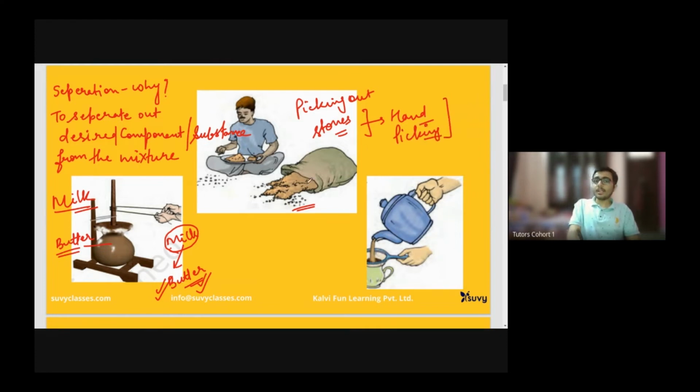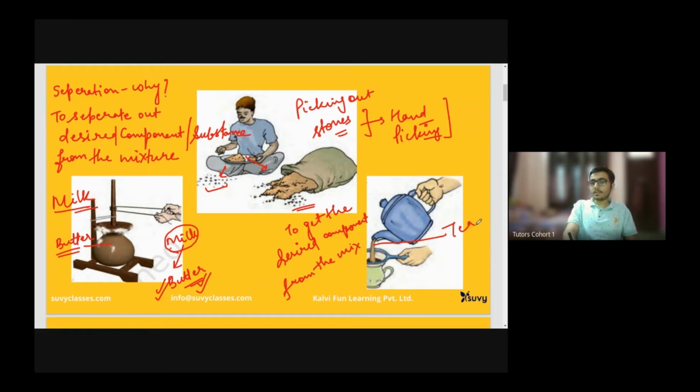Again, the reason we are doing this hand-picking, why we are carrying out separation of stones from the wheat, remains the same: to separate out the desired component. Here we are separating out the undesired component, but the thing is the same. If I separate out stones or if I separate out wheat, that's all hand-picking, to get the desired component from the mixture. Clear? Now, similarly, in this third image, you can see that we are separating tea from tea leaves.